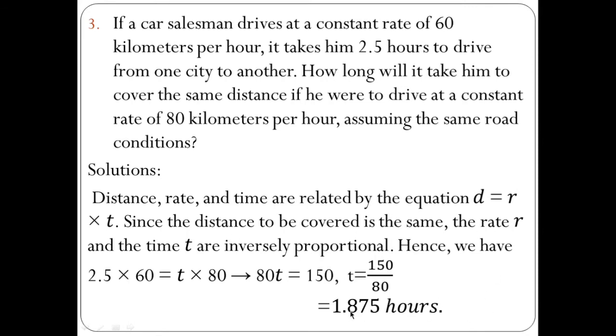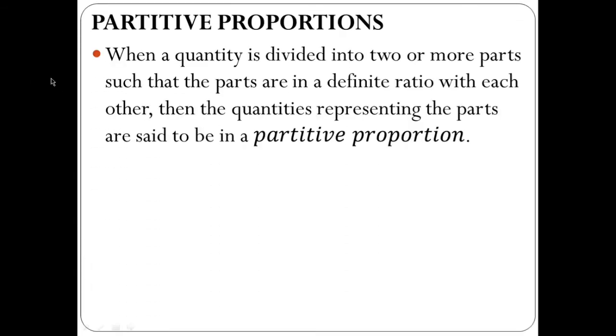Okay, so another example po to class ng inversely proportional. Kasi, habang tumataas po yung rate, constant rate ng salesman driving, bumababa po yung time or yung hours na ginagamit niya. So from 2.5 we have down to 1.875 hours.